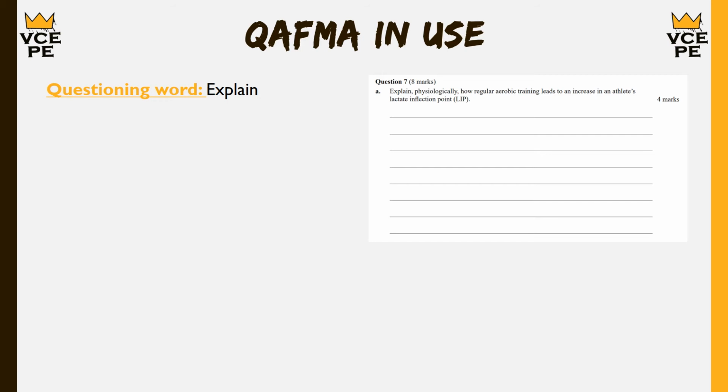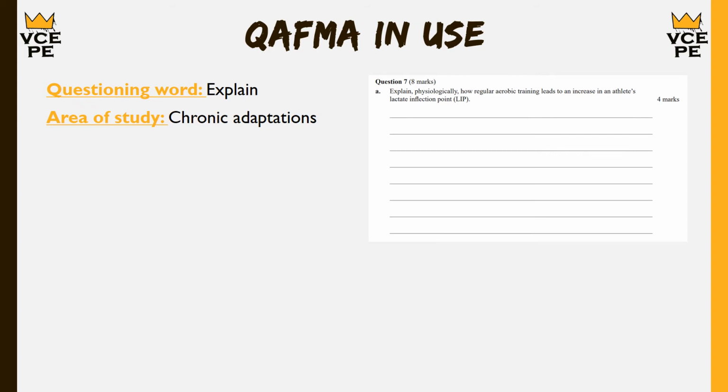So the questioning word is explain. When we're looking at explain, it means basically what it says. We need to explain what's happening. All right. Second one, area of study. We're talking about chronic adaptations. Now, if you've covered this already, that's great. If you haven't, chronic adaptations are the adaptations that happen within the body as a result of prolonged training practices.